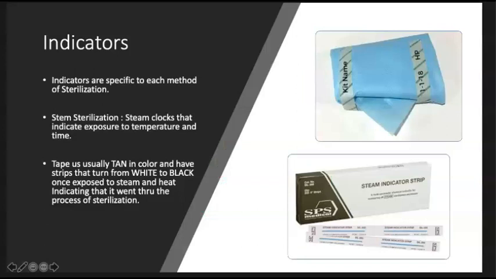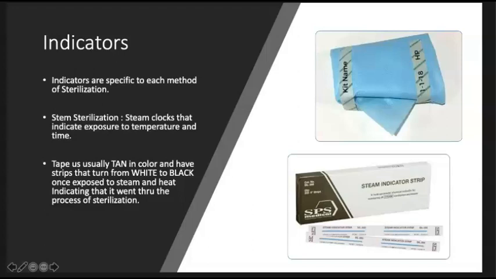When preparing packs for sterilization, it's important to always add indicators to your packs. Indicators are specific tools to help us identify sterilized packs. Steam sterilization methods use tape or steam indicator strips. Once the steam, temperature, and pressure have penetrated the strip, the indicator will turn from blue to black.